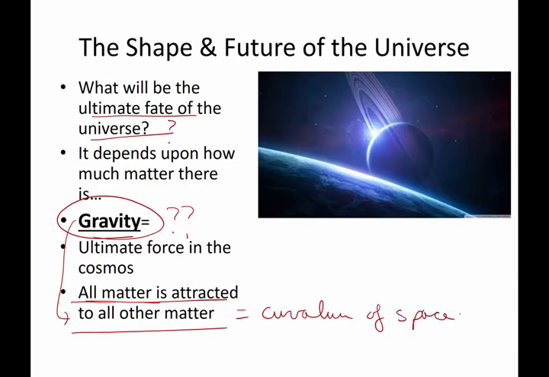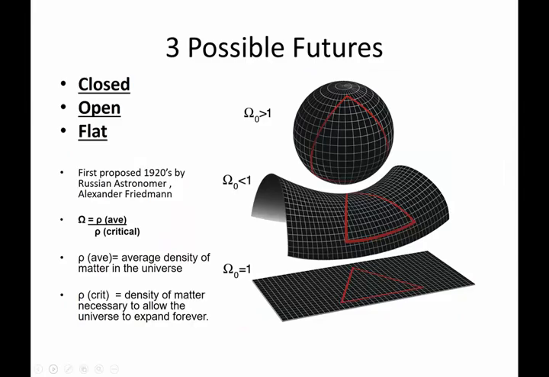Well, as we try to determine what's going to happen in our future, we need to know how much matter there is in order to determine how much gravity, to determine the fate of the universe. Scientists have come up with three possibilities. There are three possible futures of the entire universe. Those three futures are referred to as open, closed, or flat. And you will see each of these described by a kind of geometry.